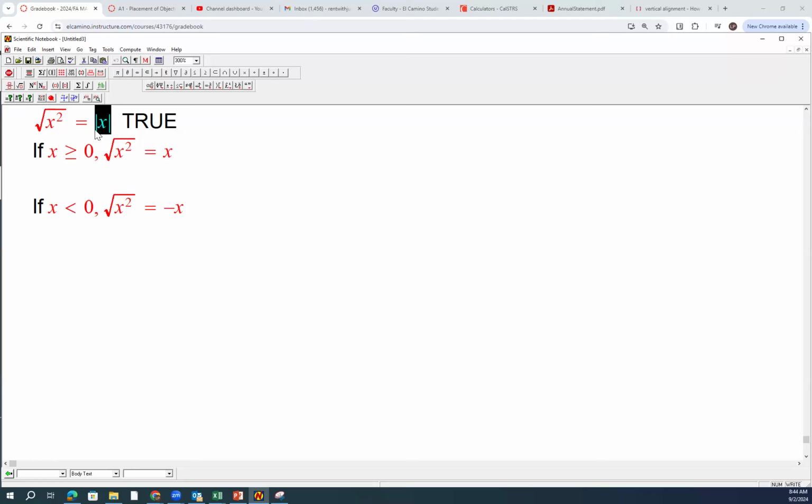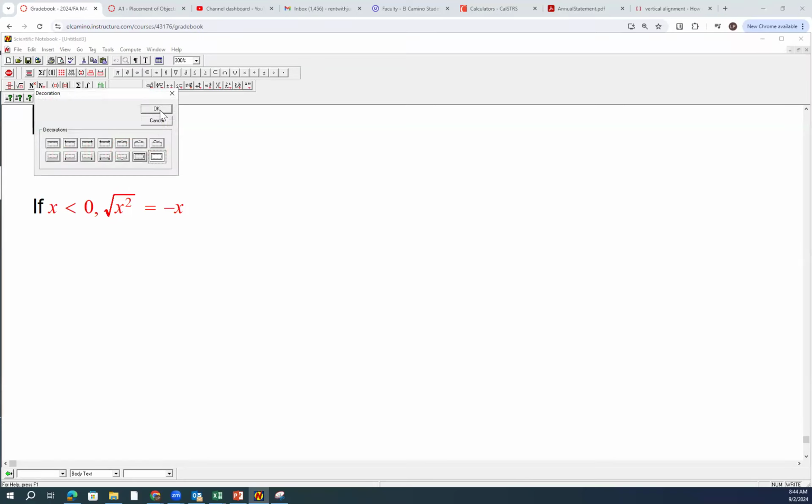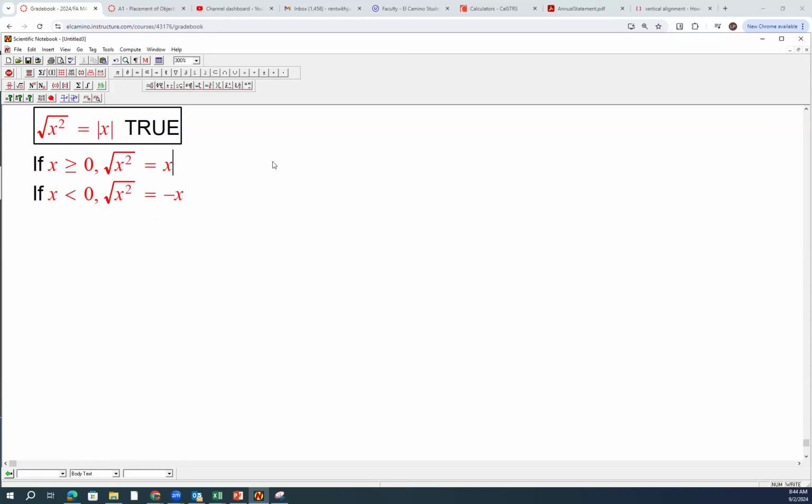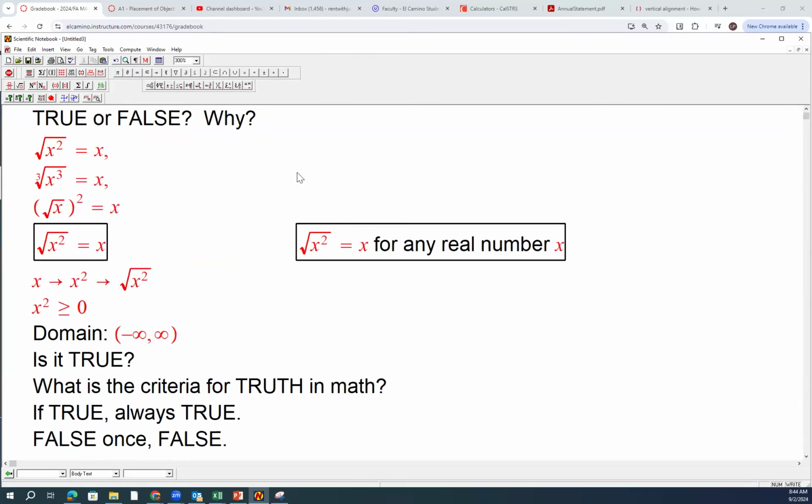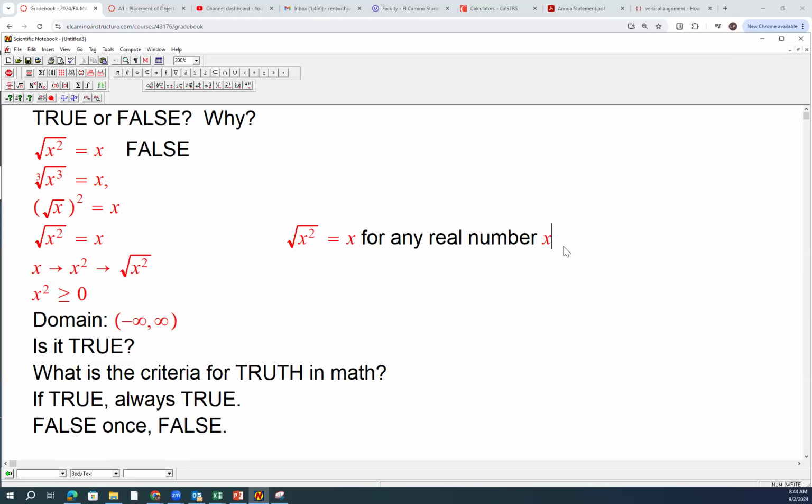Okay, so we have another video on absolute value. So this will be true. This is true. Okay, so now we're going back to these identities, to all these statements. So this is false. Okay, and we know that this is false. So what is true? To correct it, it is equal to the absolute value of x.